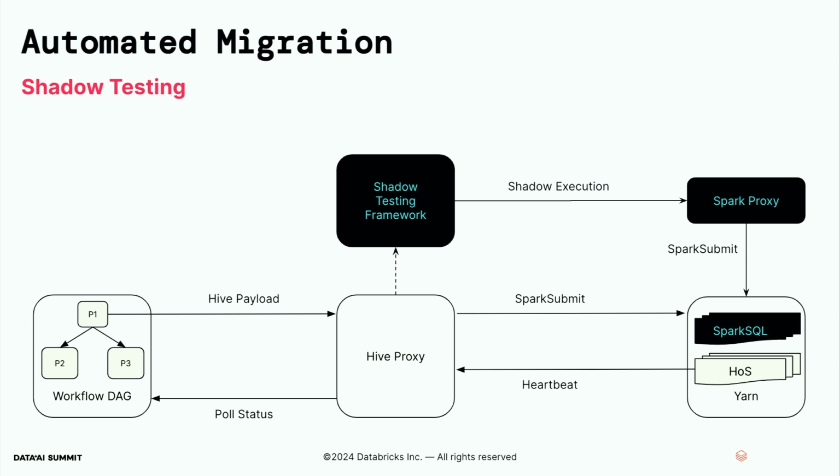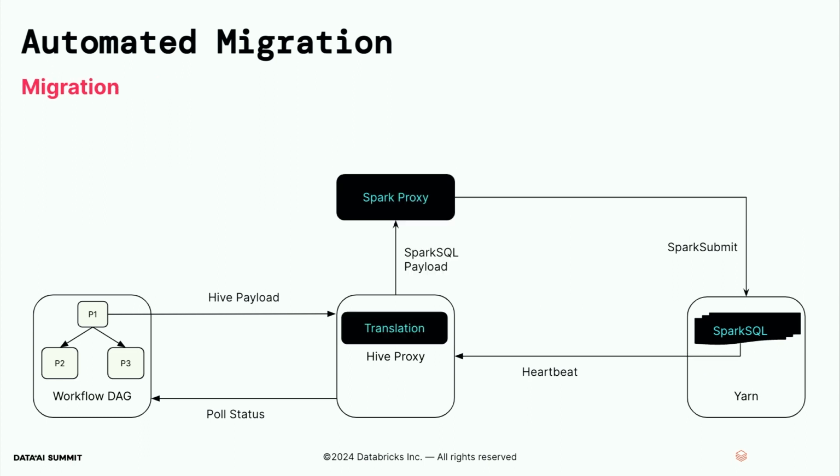So we introduced a shadow testing framework, which intercepted all Hive payloads submitted at the Hive proxy layer, translated them into SparkSQL, and validated them in an isolated way in parallel to the Hive run. Once the shadow testing was done, the next time the workflow submitted a Hive payload, it would directly be translated into SparkSQL and run on Spark instead of Hive.